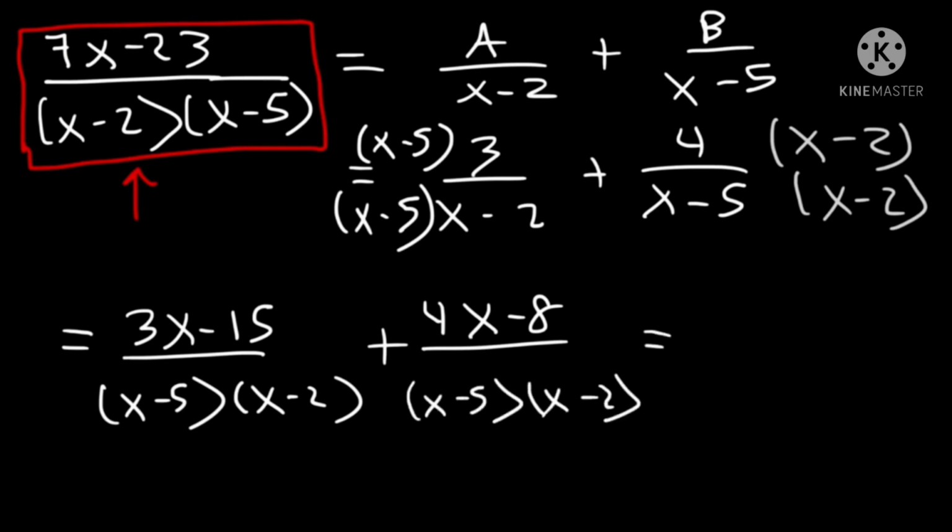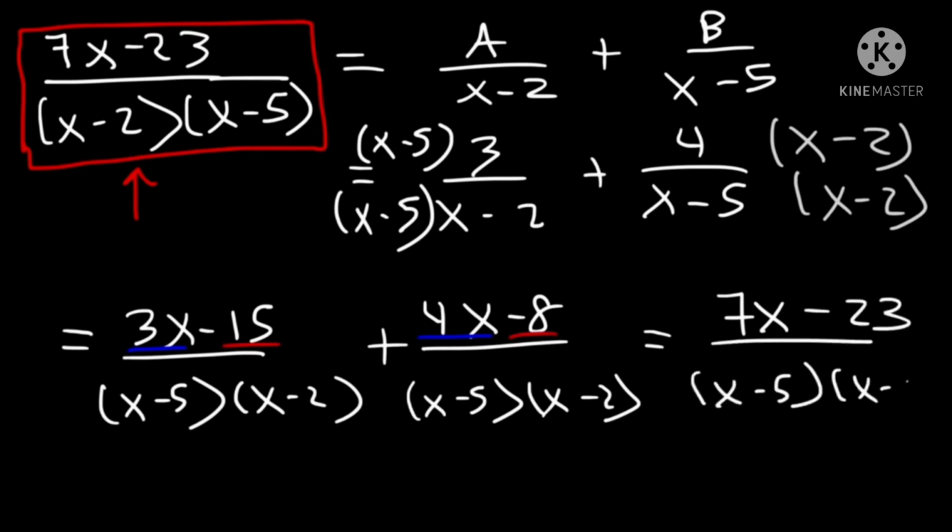Now, if we add 3x and 4x, that will give us 7x. And then if we add negative 15 and negative 8, that will give us a negative 23. So as you can see, the answer that we had at the beginning was correct. So it's 3 over x minus 2 plus 4 over x minus 5. That's the answer. Now, for the sake of practice, let's try another similar problem.